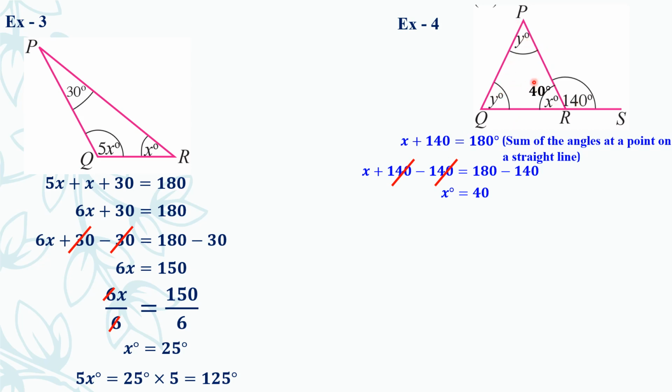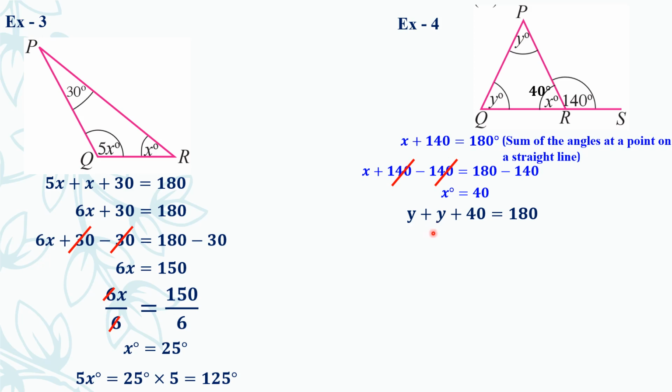Y and 40. This one is y and this one is 40. Now we can see the unknown terms are like terms, y. Now we can continue. Now we can write: y plus 40 is equal to 180, since the sum of the interior angles of a triangle is equal to 180 degrees.